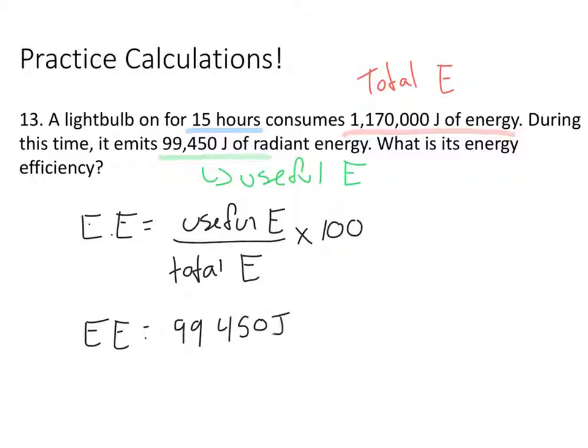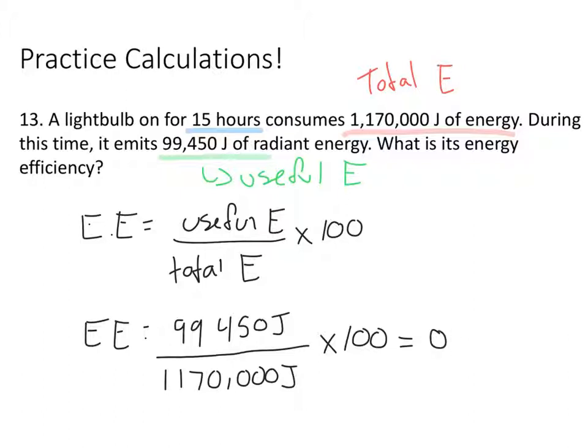So that means we get energy efficiency as equal to 99,450 joules divided by 1,170,000 joules times 100. So when you do this calculation, you get 0.085 times 100. So that gives us a final answer of 8.5%.